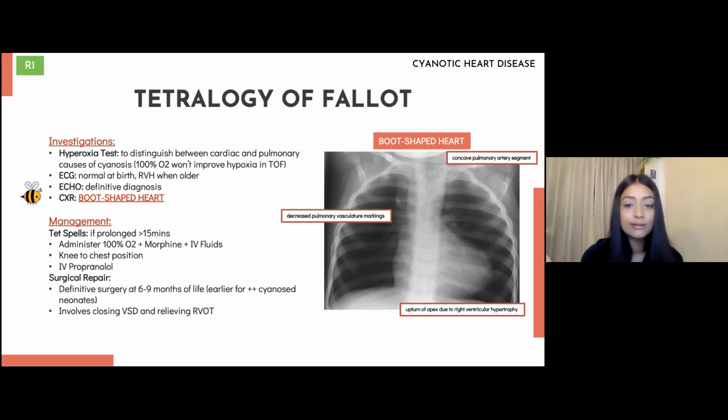So definitive management, as with most of these congenital heart diseases, is surgical repair, usually within the first year of life, to close the VSD as well as relieve the right ventricular outflow obstruction. So children with really severe RVOT obstruction and cyanosis in the neonatal period may require earlier intervention even before surgery can be had. So if they're quite young, they may need a temporary shunt put in just to increase the pulmonary blood flow before they can have this final definitive surgery.